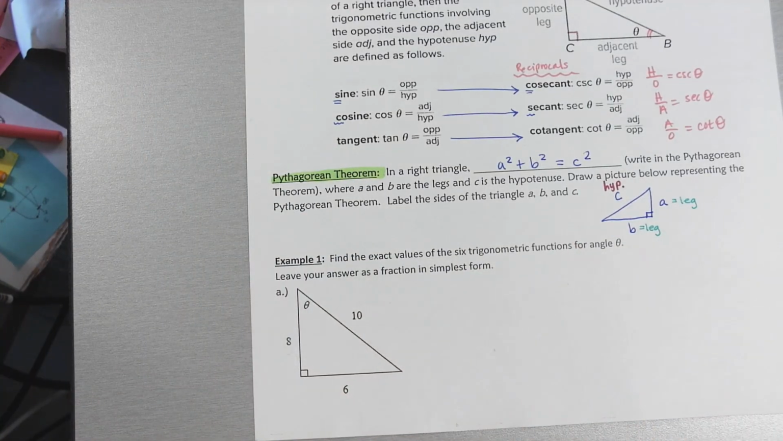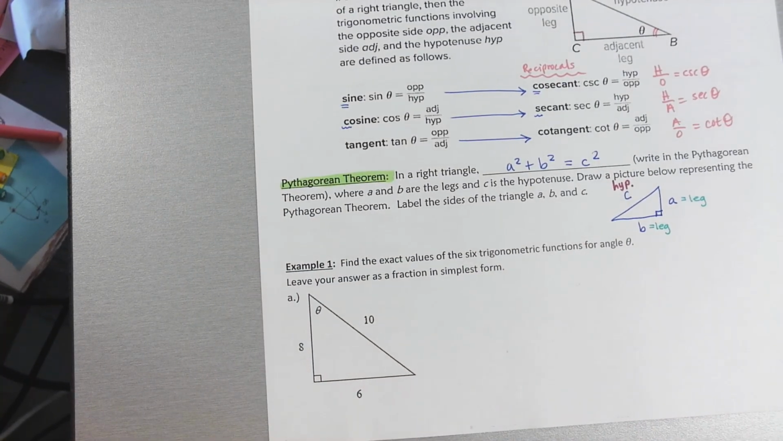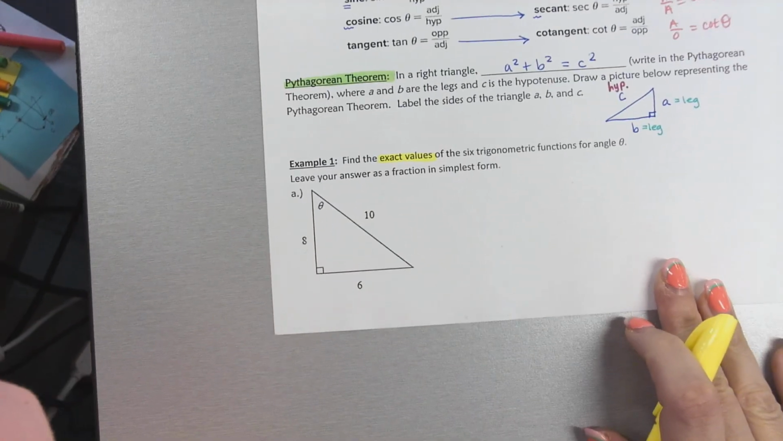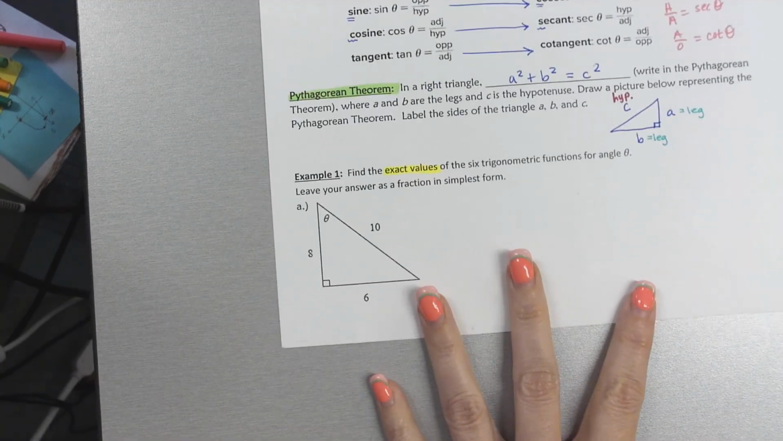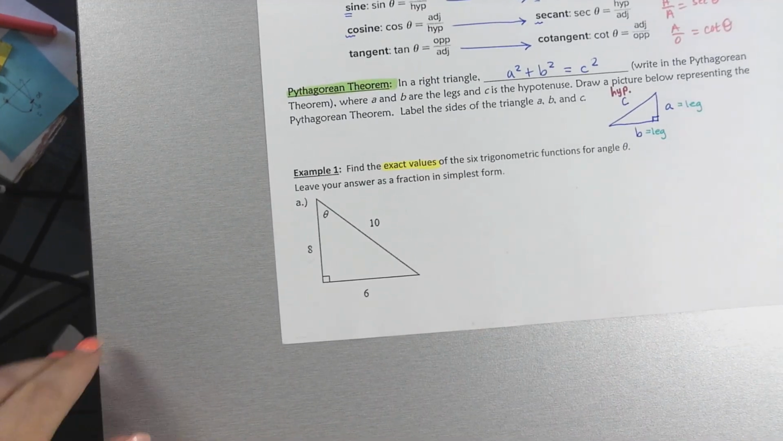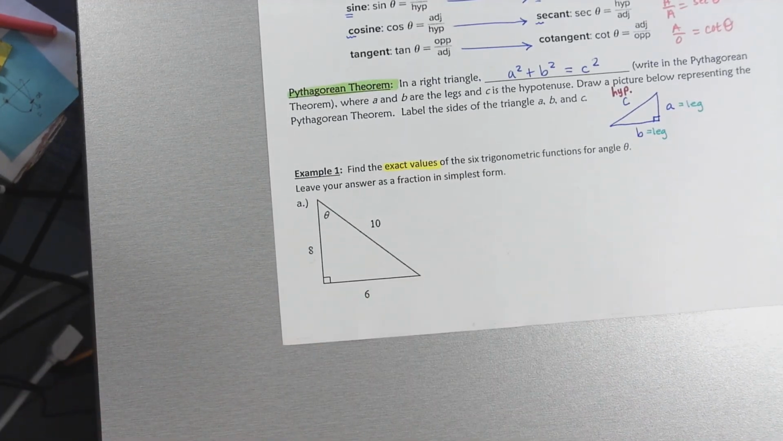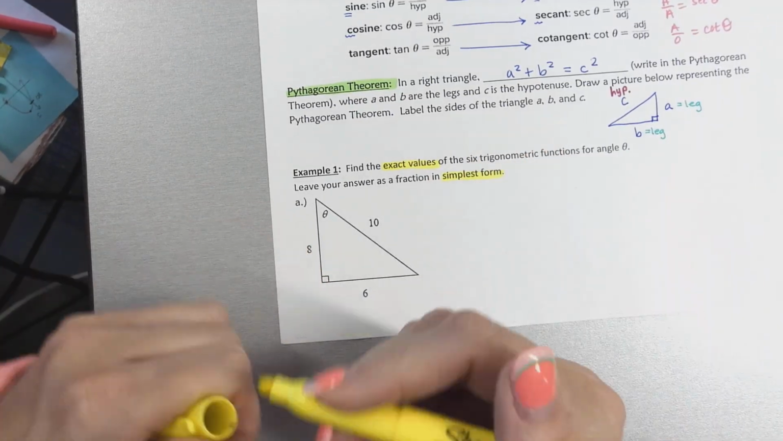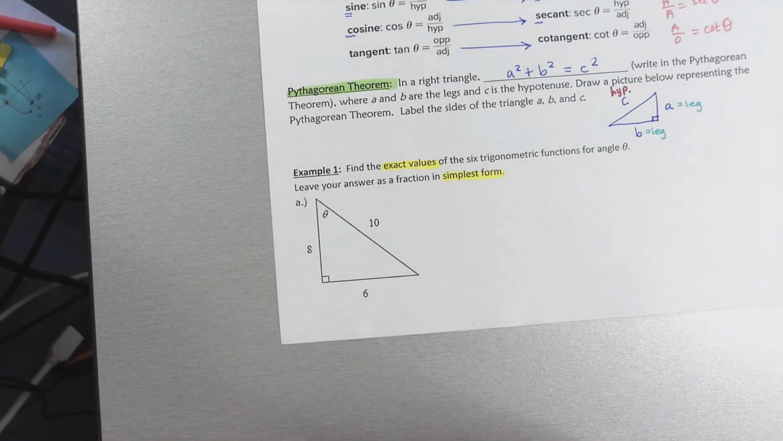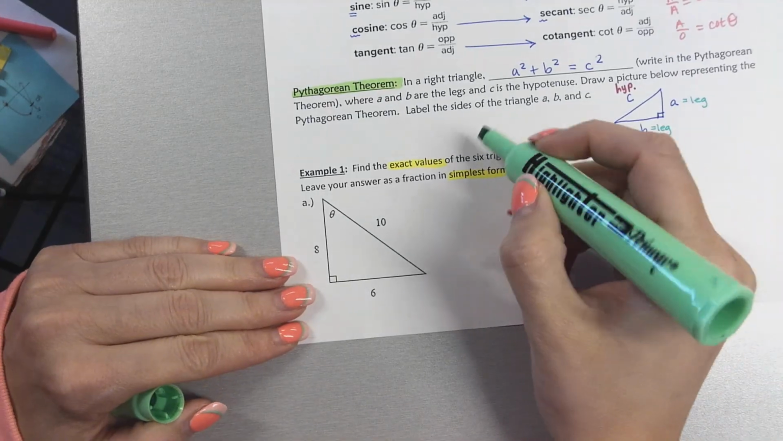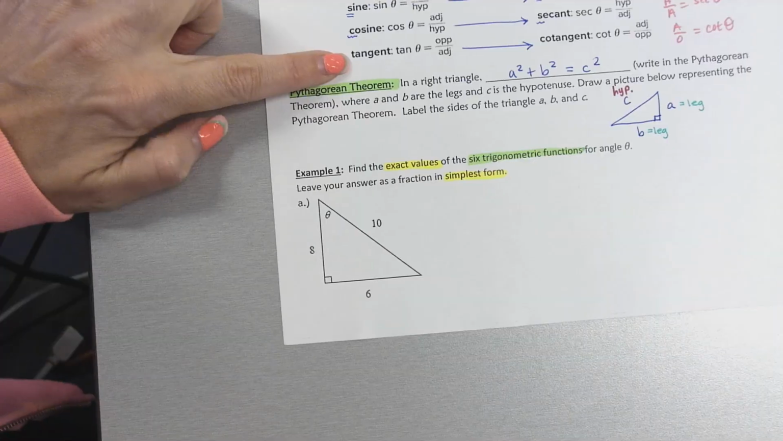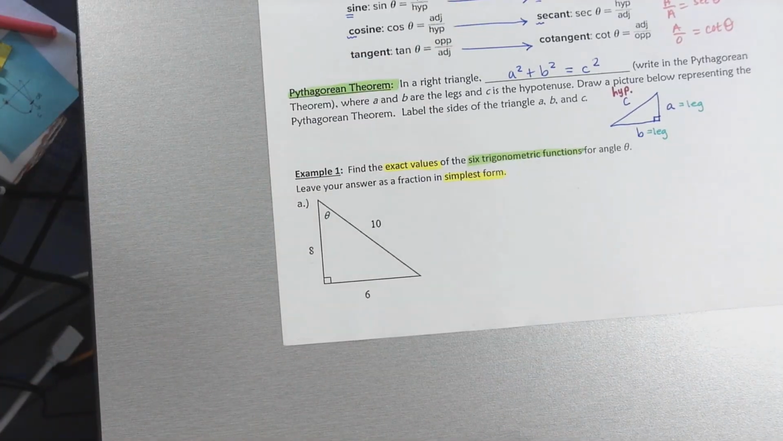Alright, so in example 1, it says find the exact values. If a value is exact, it is not rounded. So you are going to be writing your exact values of the 6 trig functions for the angle theta. And you do need to leave your fraction in the simplest form. So if we have to reduce, we are going to reduce. Our 6 trig functions include sine, cosine, and tangent, and then their reciprocals.